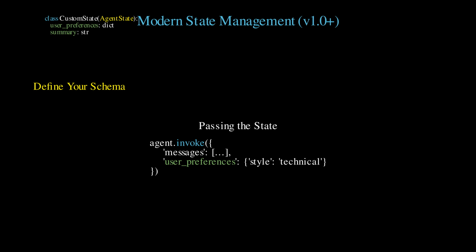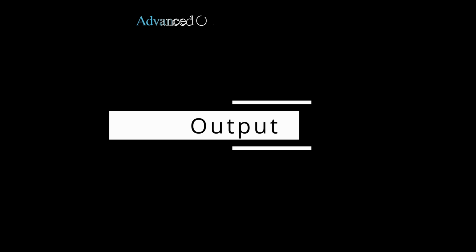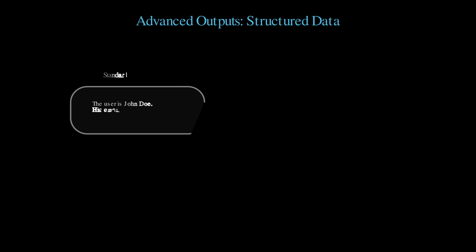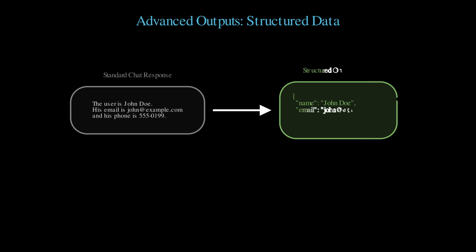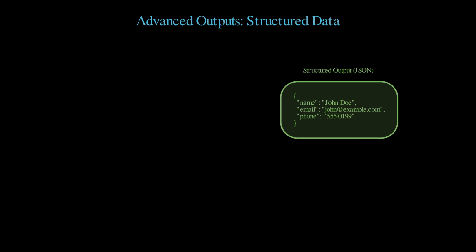That brings us to our final learning objective, advanced outputs. At the end of the day, sometimes we don't want a chat response. Sometimes I want data. I want a JSON object I can just stick in a database. This is where structured output comes in. You might want the agent to extract contact info, name, email, phone, and give it to you in a clean format, not buried in a sentence. So how do we force the agent to do that?